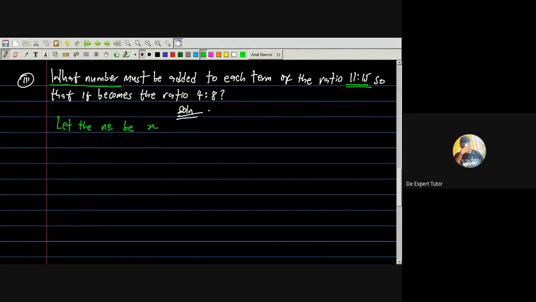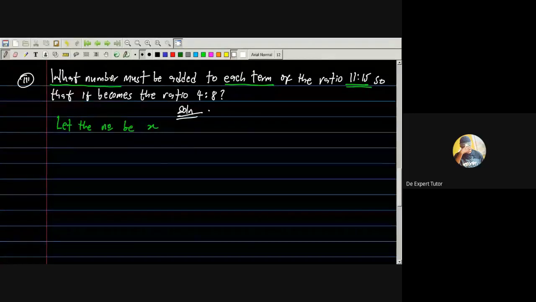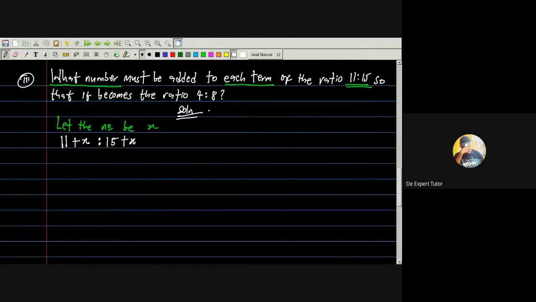They say what number, so I said let the number be x. They said this x was added to each term of this ratio. It means the ratio is 11:15. Since x was added to each term, I have 11 plus x ratio 15 plus x. Remember, initially I have 11 to 15. Then x was added to each term.